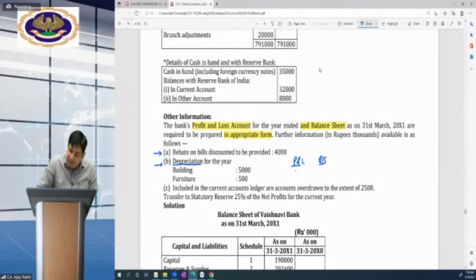Okay. This is, beta, rebate on bill discounted, URR. Before this question, you practiced all the points in parts. Now you will be having the comprehensive situation of bank in a single question. Okay, beta. So you have to report the profit and loss account and balance sheet. Now the third point is this one. Another adjustment is there. Included in the current account ledgers are overdrawn. It means bank overdraft has been included in the current accounts ledger. Okay. And even though the question is not saying, still we have to do transfer to statutory reserve 25% of net profit. And of course, always for the current year profit 25%.